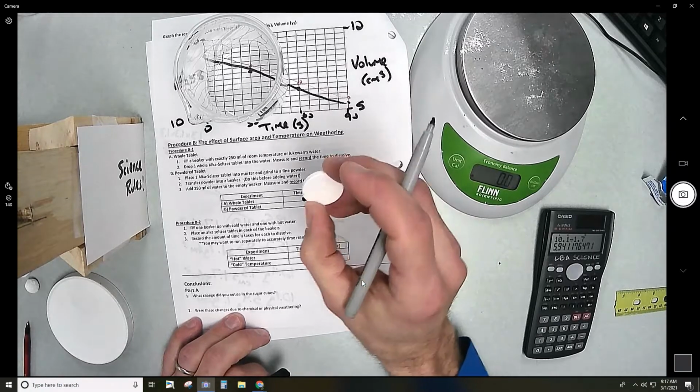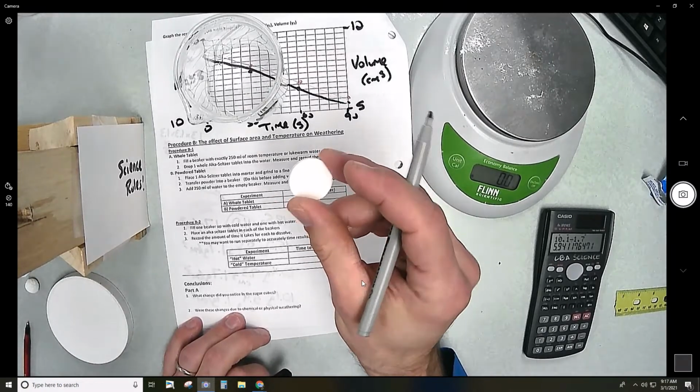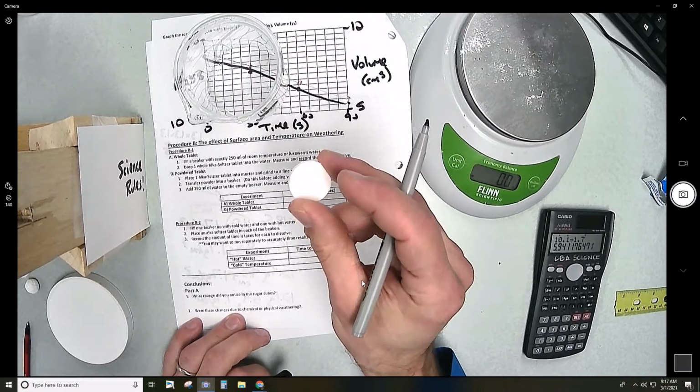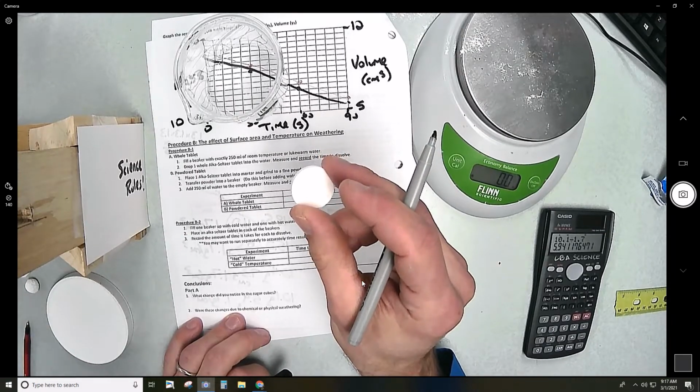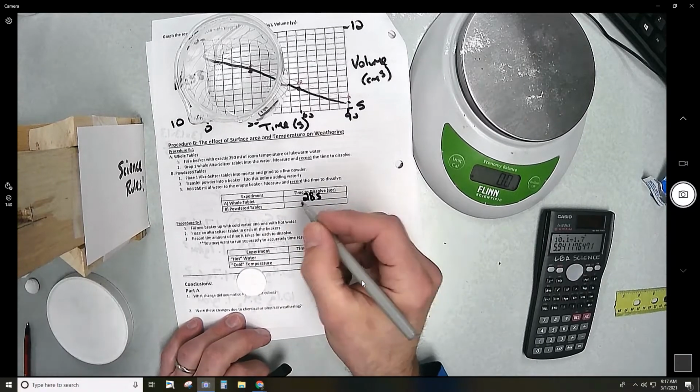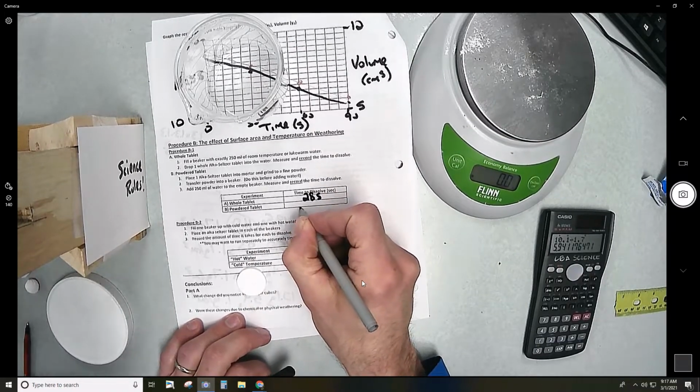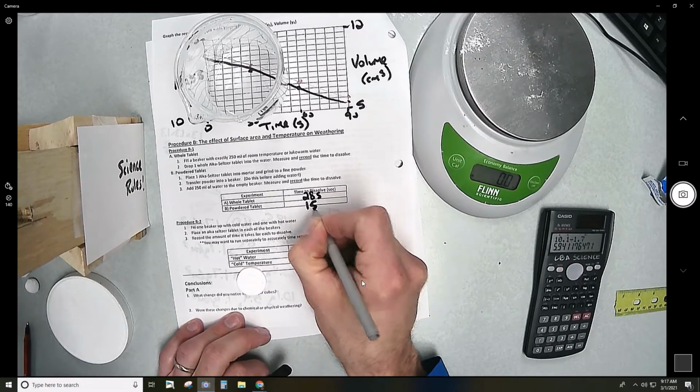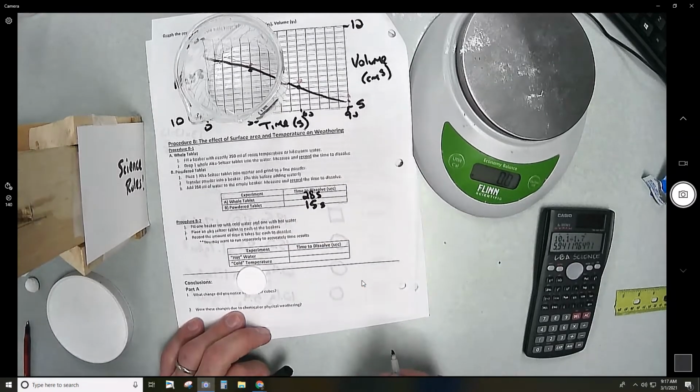Powdered tablet. I took this tablet and I crushed it up into little pieces. That means there's a lot more surface area because there's more surfaces. So it's going to dissolve a lot faster. And the powdered tablet took anywhere between, like, I'd say about 10 to 20 seconds. So we'll just say 15 seconds on average. Okay, that's the number there.